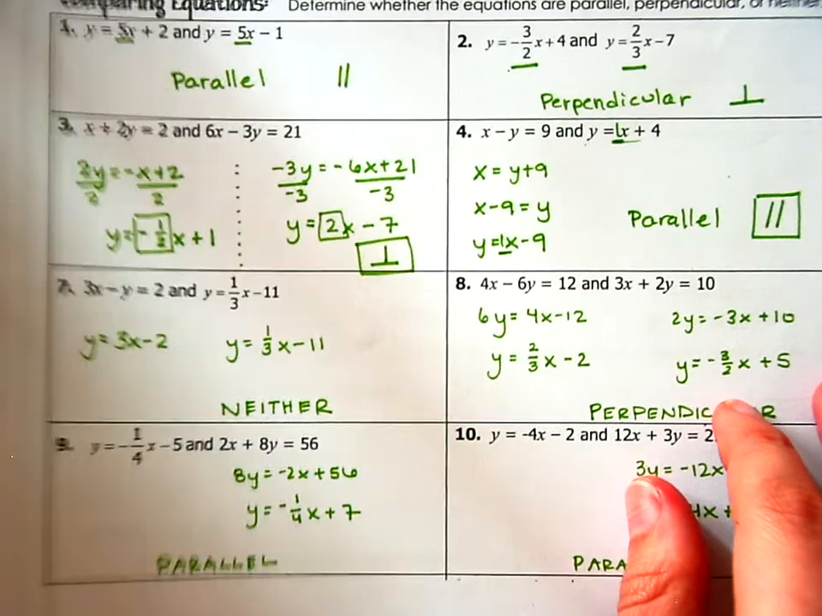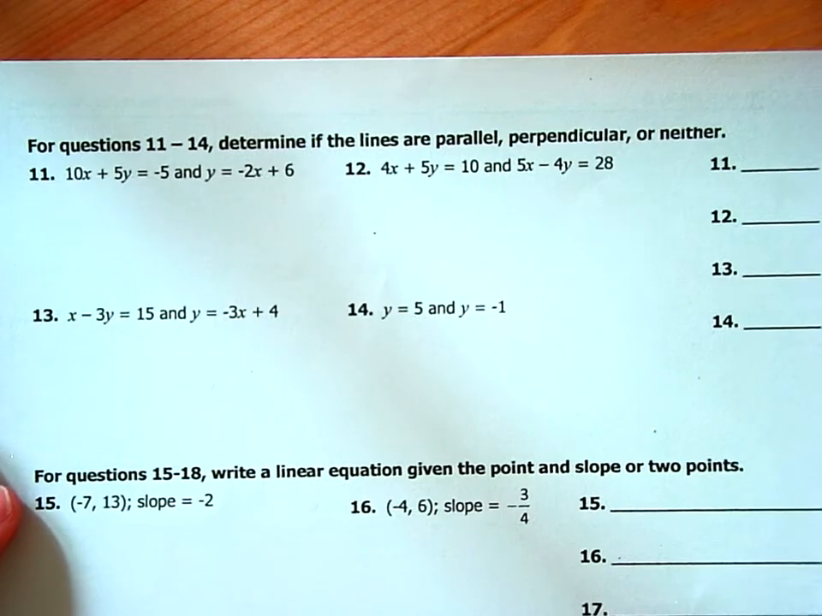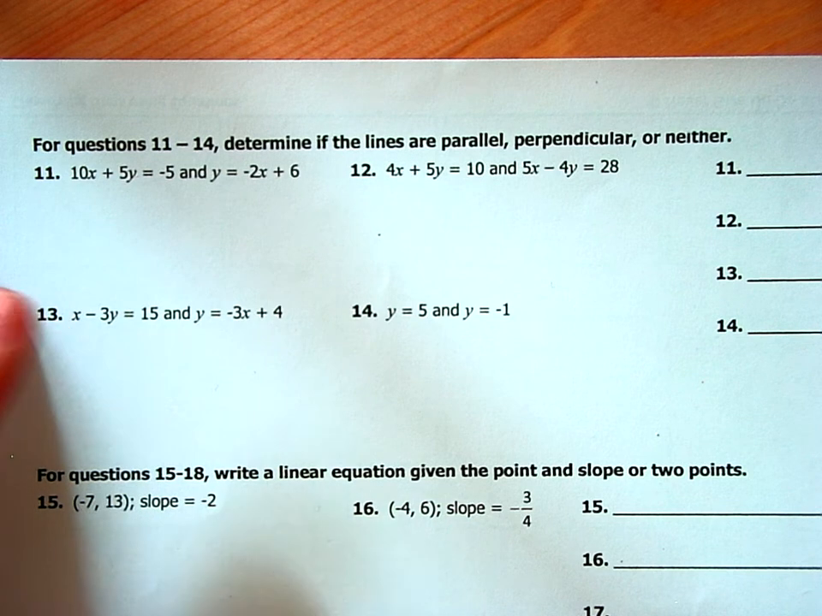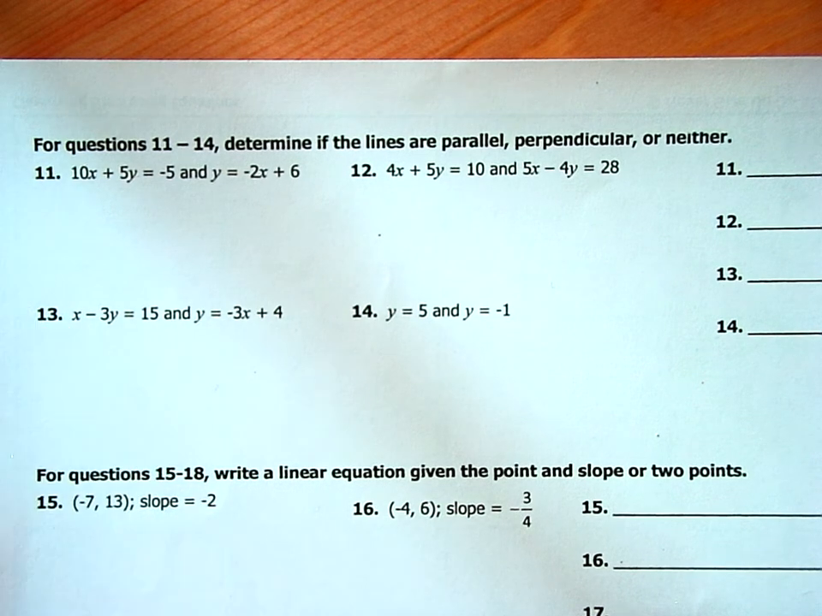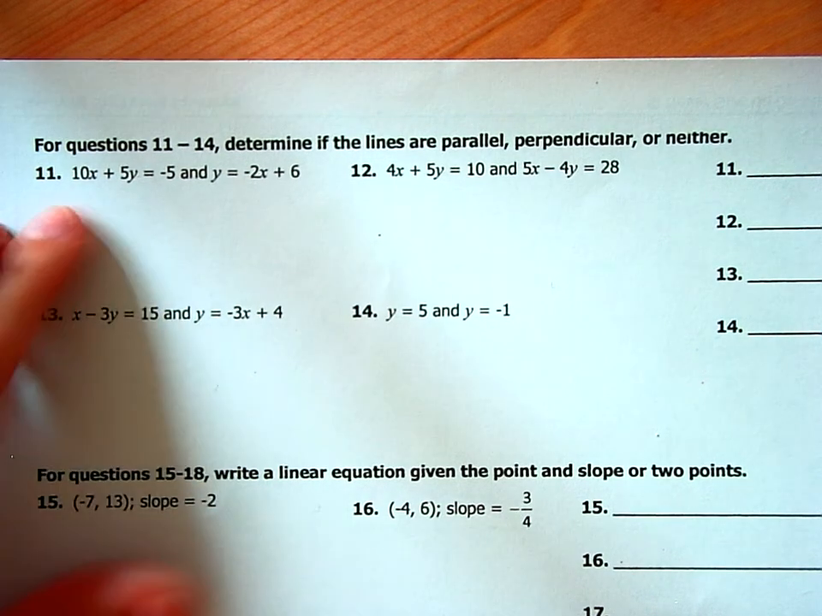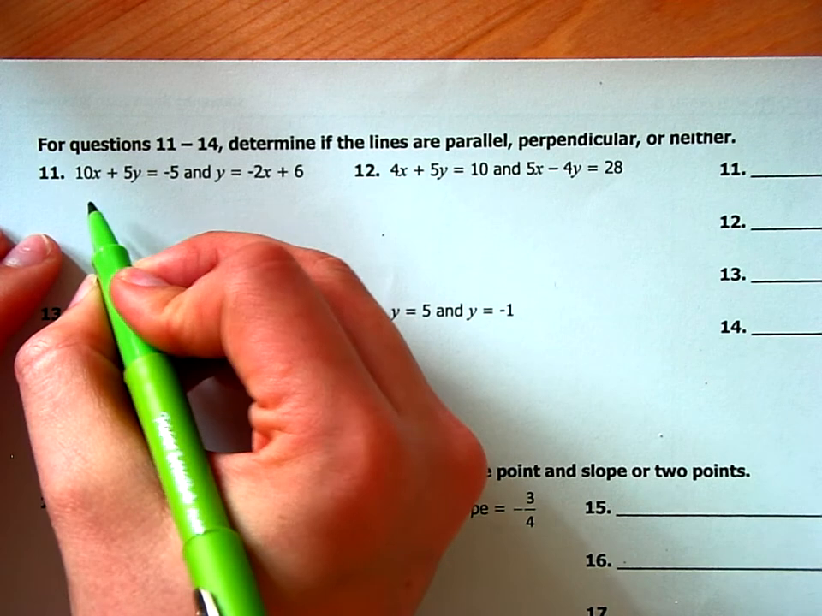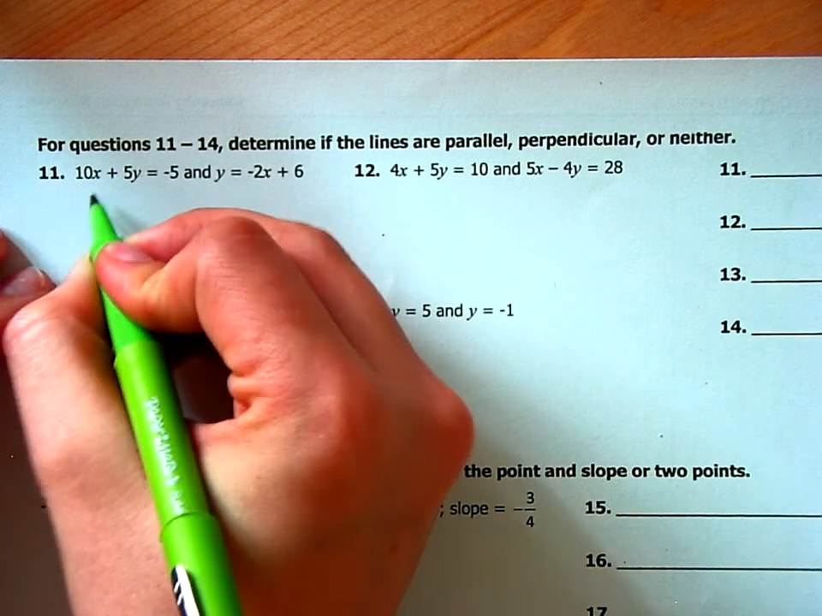All right, moving on to the next page. We are now going to find if these lines are parallel, perpendicular, or neither. We've just got some different equations here now. So similar to the front side. Okay, so first one, again, solving for y here. Just more practice on isolating our variable. I'm going to go a little quicker on these ones.